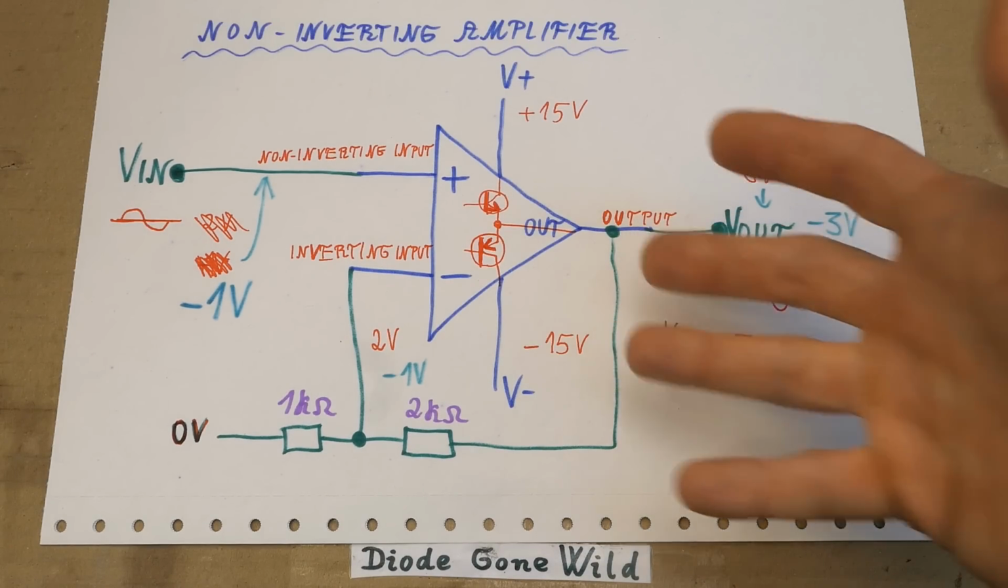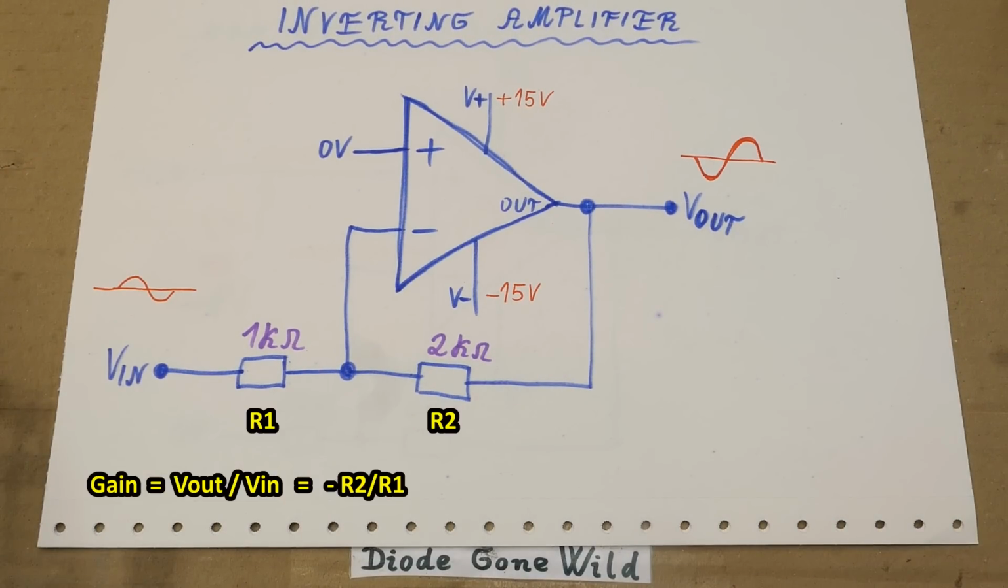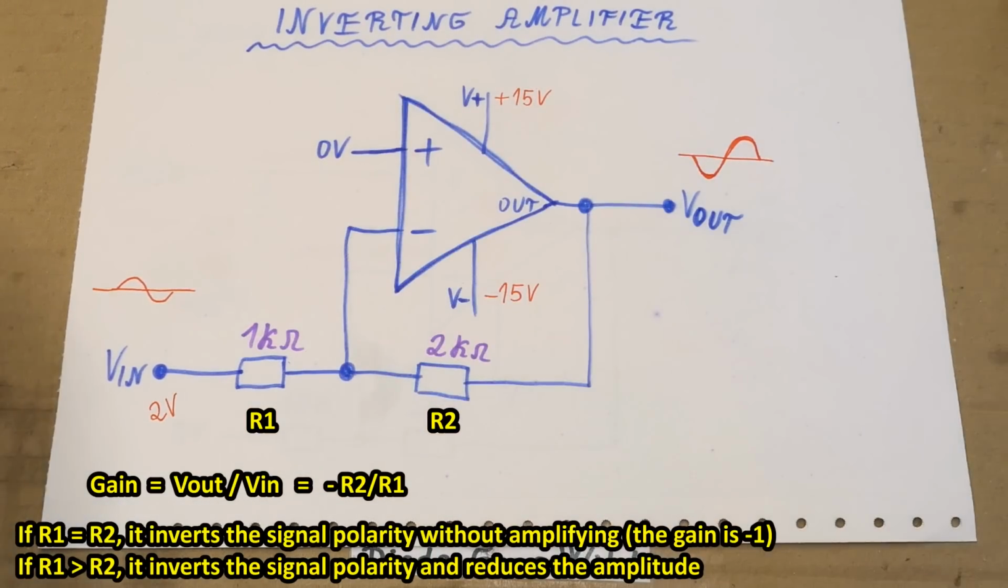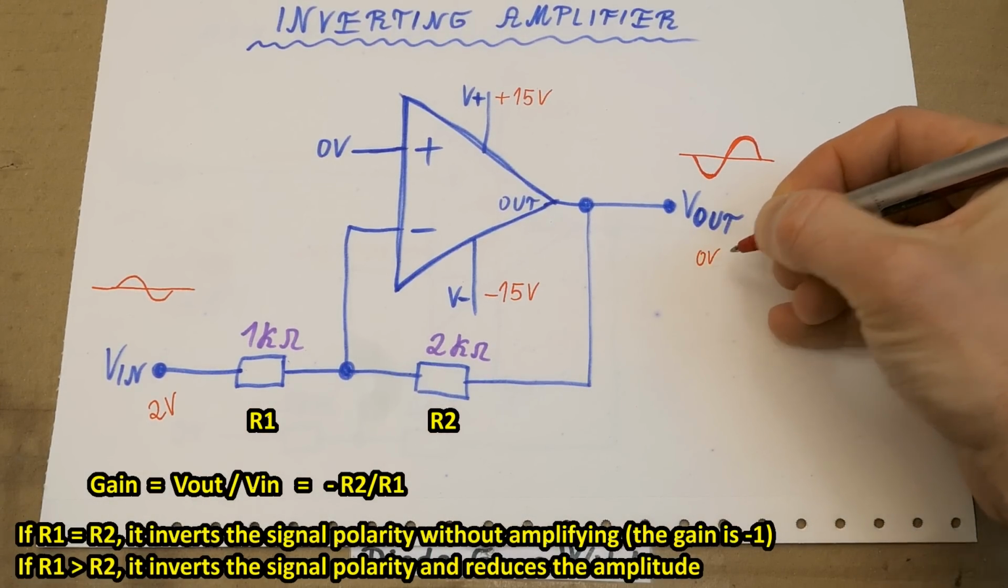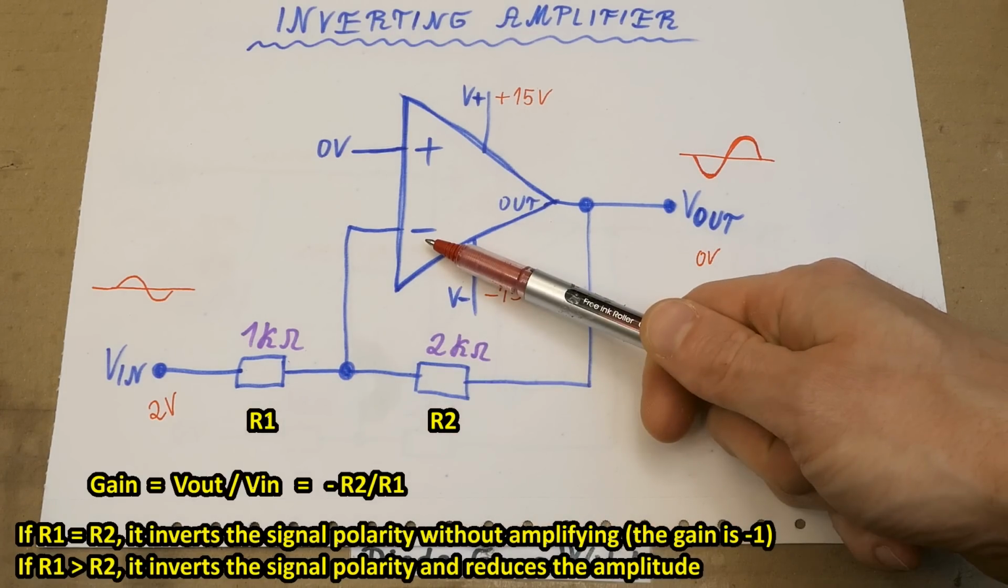So this was the non-inverting amplifier, and there is also an inverting amplifier circuit, which again amplifies the input voltage but inverts its polarity. Let's, for example, give it 2 volts at the input, and let's say the output started at 0 volts, but now there is a positive voltage coming from this divider into this inverting input.